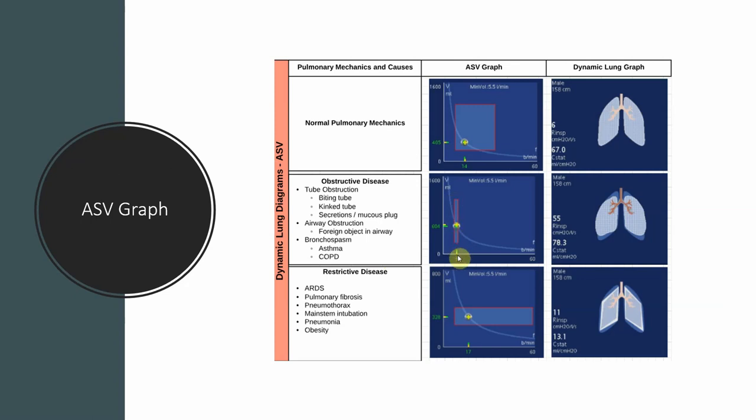If you have restrictive disease, so if the lung is stiff, they're stiff and not very compliant. What it does is it increases the rate and lowers the tidal volume because it senses that the compliance is very low on that patient.